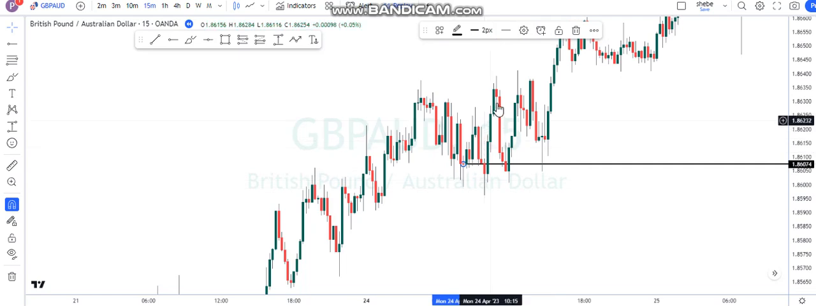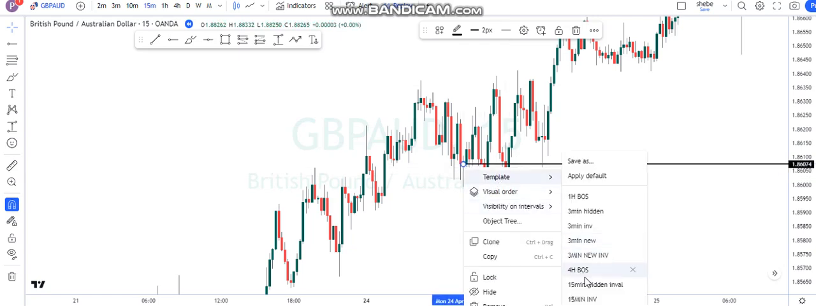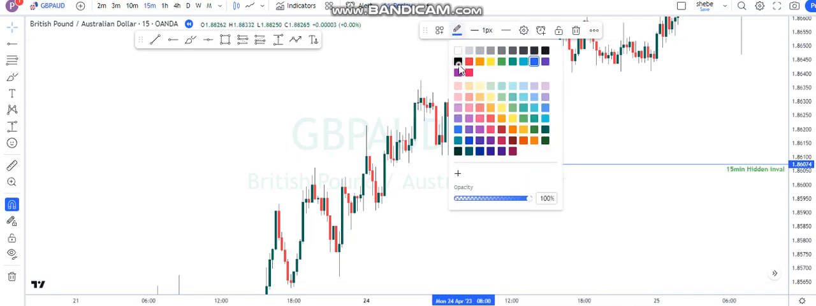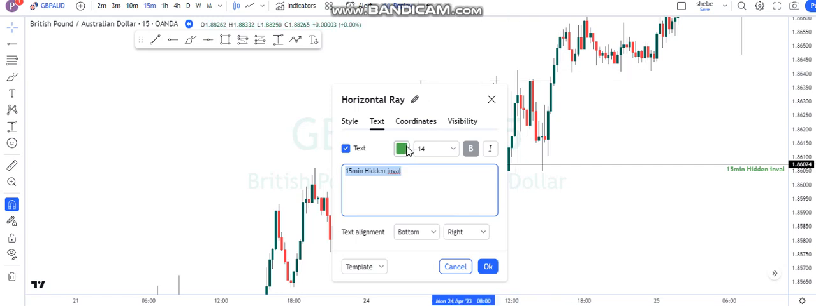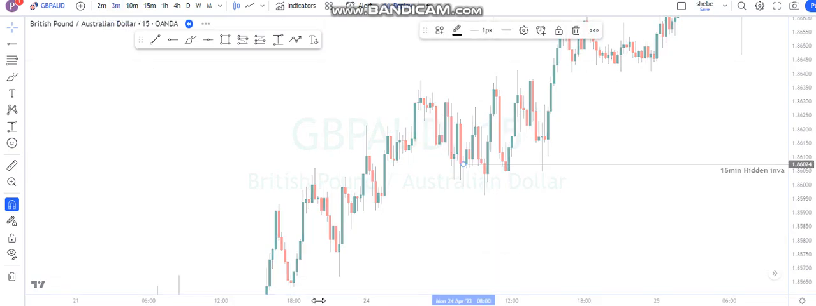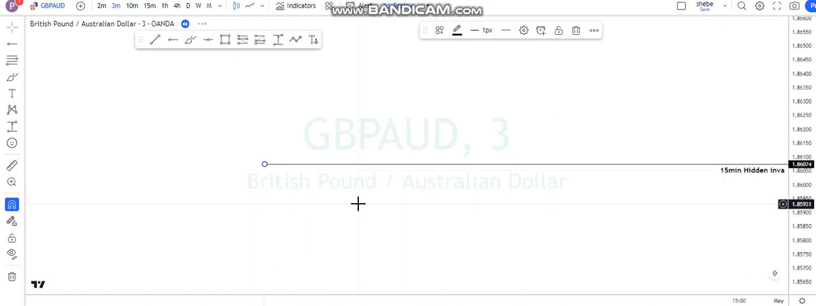But when the price went and came back, it closed below. Hence this makes this our hidden 15 minutes invalidation point. You can name it in a good way. That was our hidden 15 minutes invalidation point. That was not enough. We have to go to 3 minutes to find the 3 minutes invalidation point or 3 minutes hidden invalidation point.